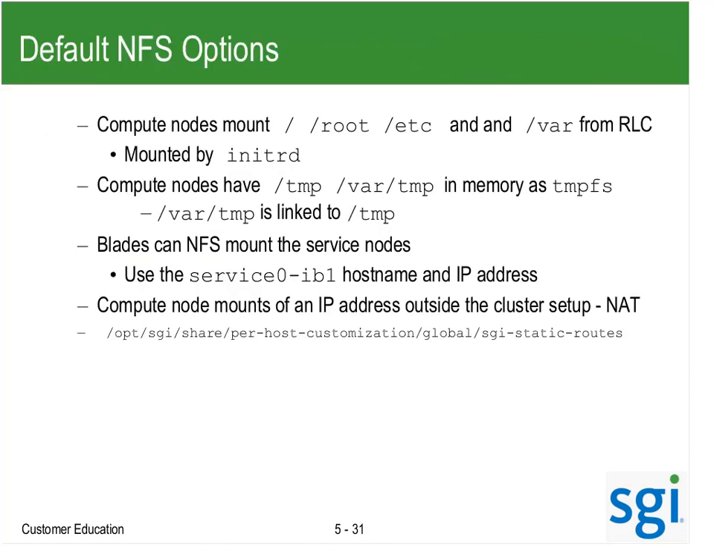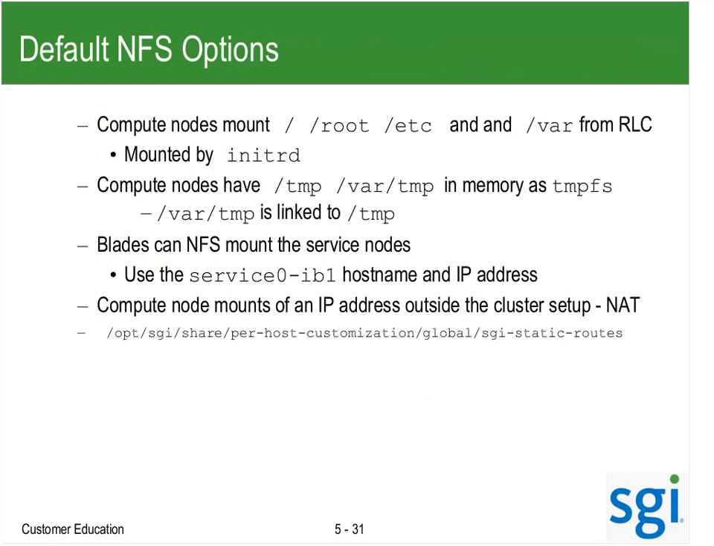Almost done. So our default NFS options, again: the compute nodes mount /root, which is root's home, and var. These are mounted from within the initrd. The compute nodes have tmp and var tmp linked together and in tmpfs.